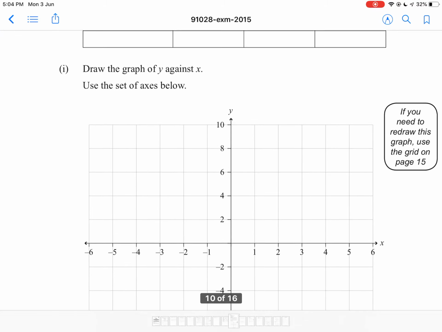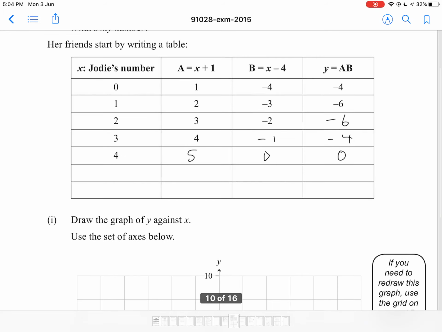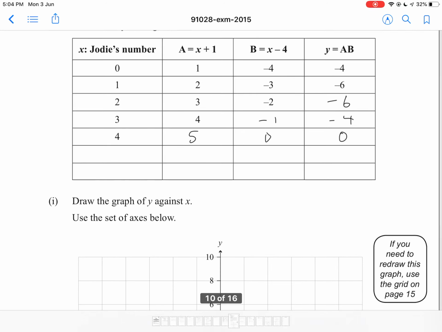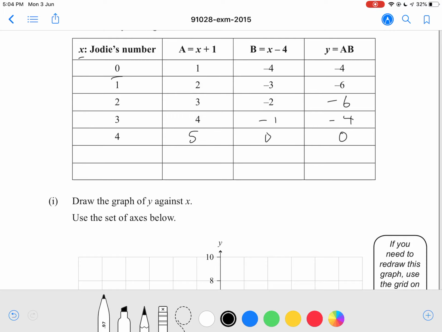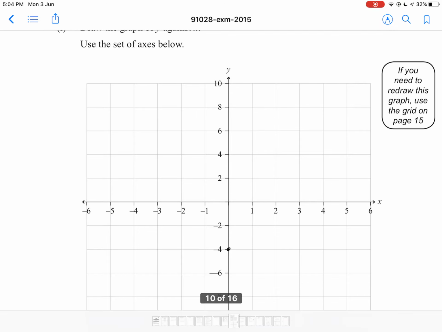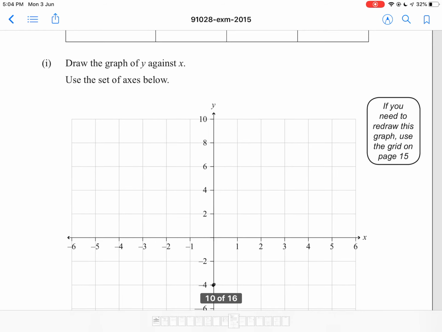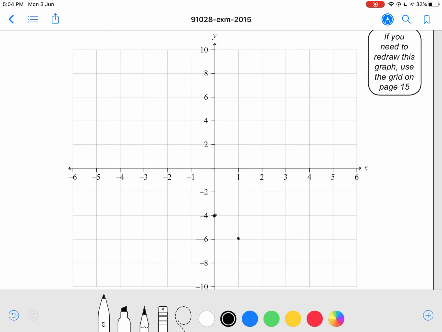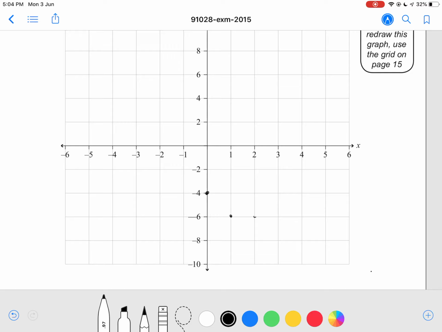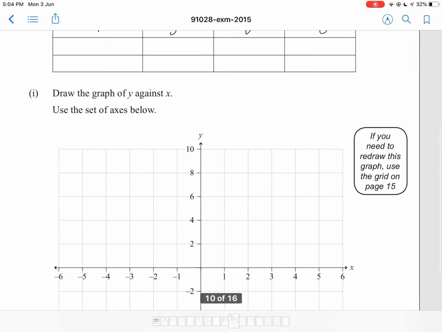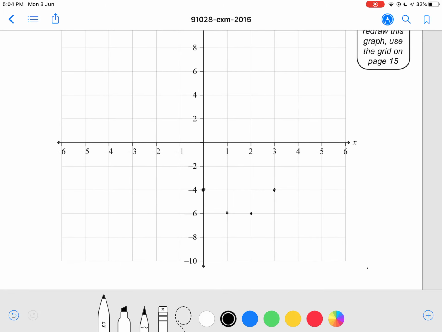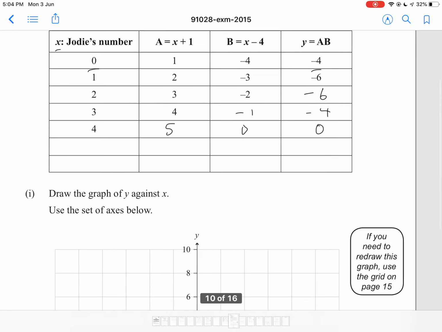And moving on. Draw the graph of y against x, okay? So basically, when x equals 0, y equals negative 4. That's here. When x equals 1, y equals negative 6. When x equals 2, y is negative 6. So that's here. And when x equals 3, y equals negative 4. So that's here. And when x equals 4, y equals 0.